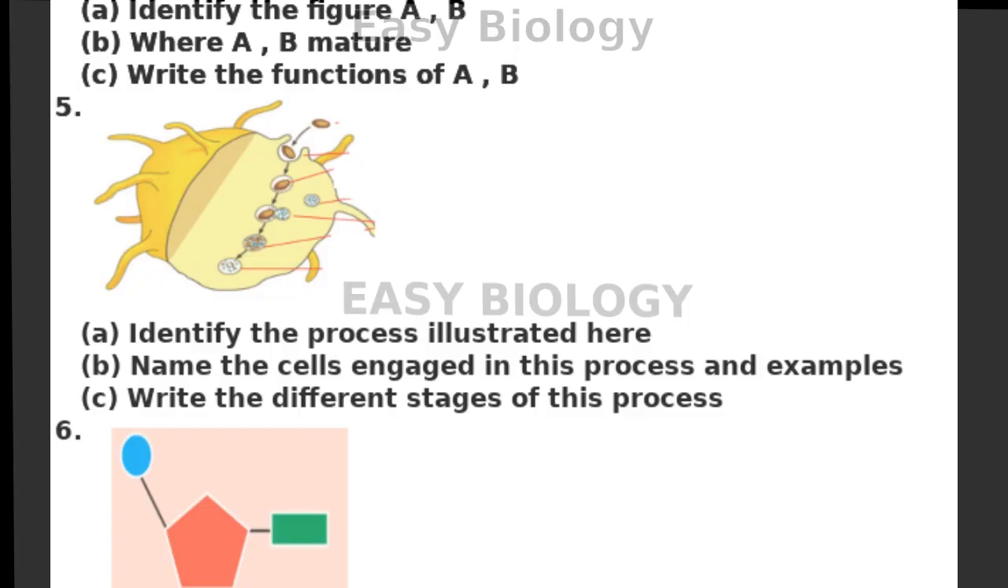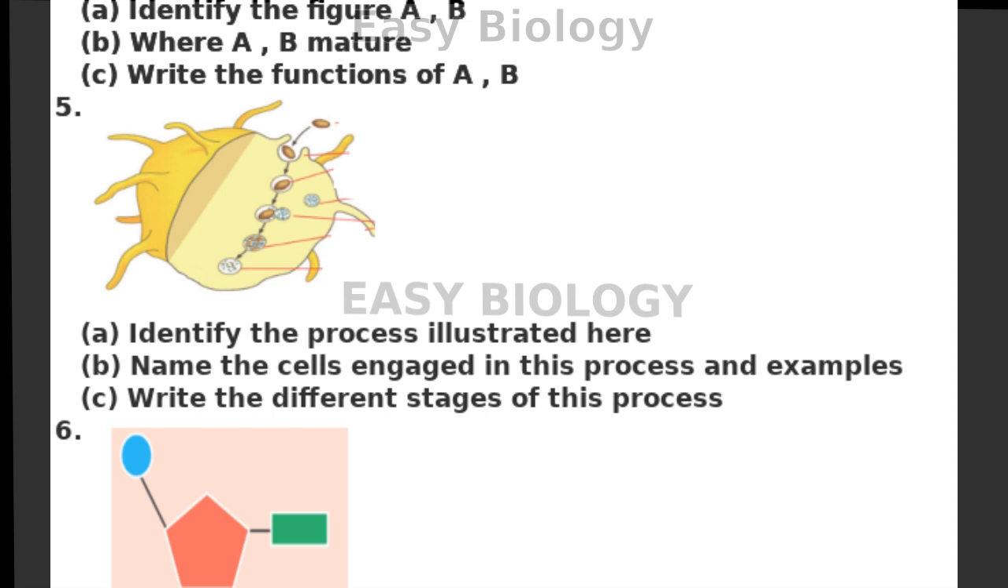Question number 4. Identify the figure A, B. A is B lymphocyte. B is T lymphocyte. Question B. Where are A, B matured? B lymphocytes mature in the bone marrow. T lymphocytes mature in the thymus gland.